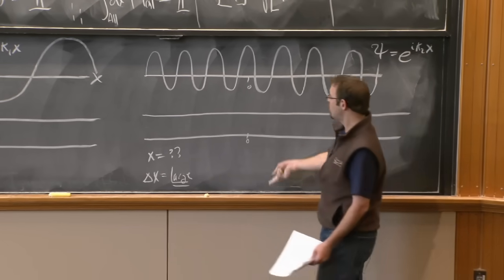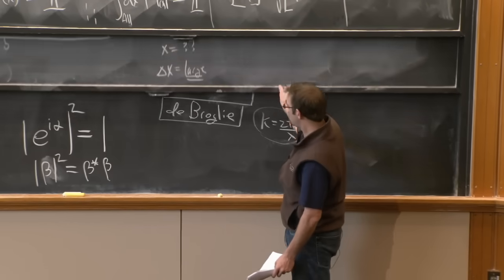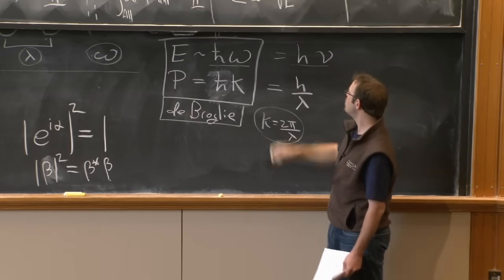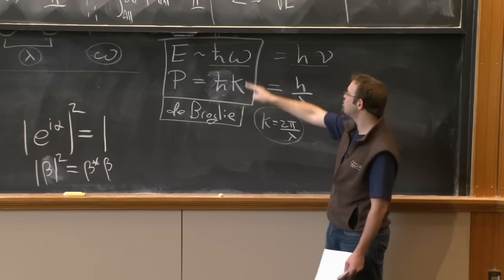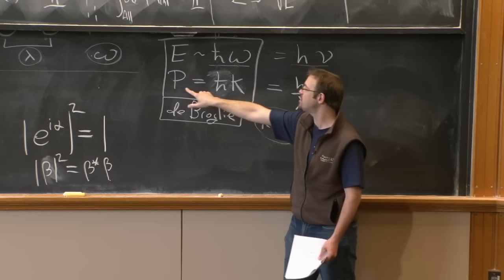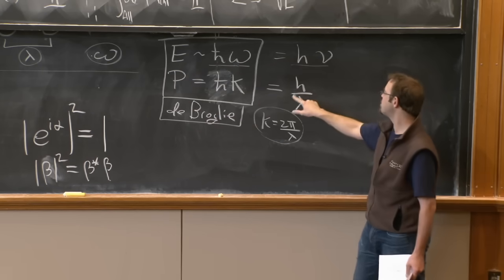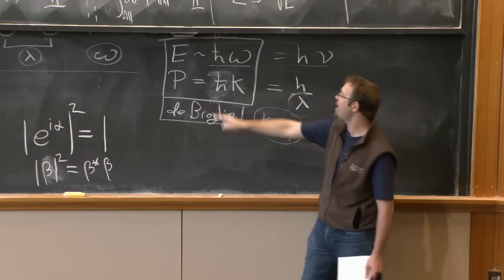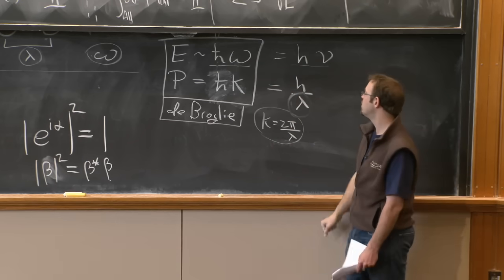Except, remember the de Broglie relations. The de Broglie relations say that associated to a particle is also some wave. And the momentum of that particle is determined by the wavelength. It's inversely related to the wavelength. It's proportional to the wave number. And the energy is proportional to the frequency.